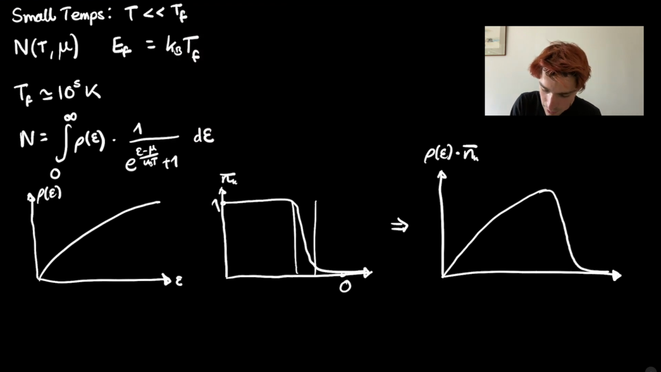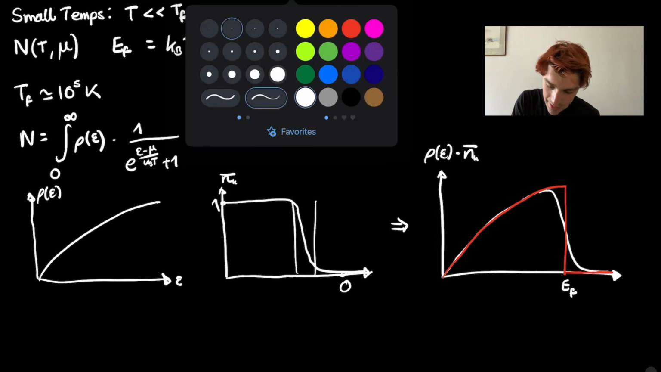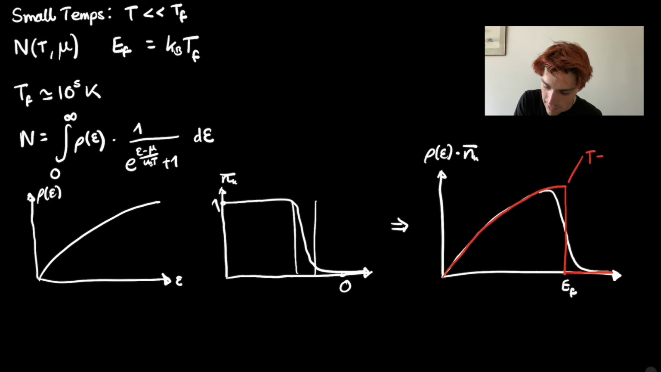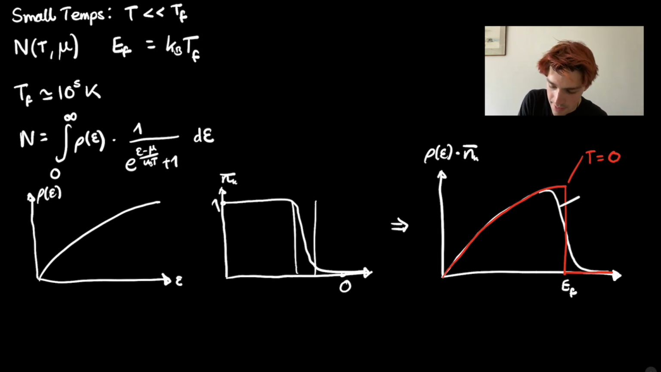I'll just plot it to be clear. I'll plot what it looks like when there is no smearing and it's at absolute 0. You're going to get just the density of states graph because it's just being multiplied by 1. And then as soon as you hit the Fermi energy, you're going to get absolutely no states at all right there. So this red curve is t equals 0. I know it's not really the right color, but this white curve is a more general example at small temperatures. So this is t greater than 0, and you can see the smearing effect has occurred.